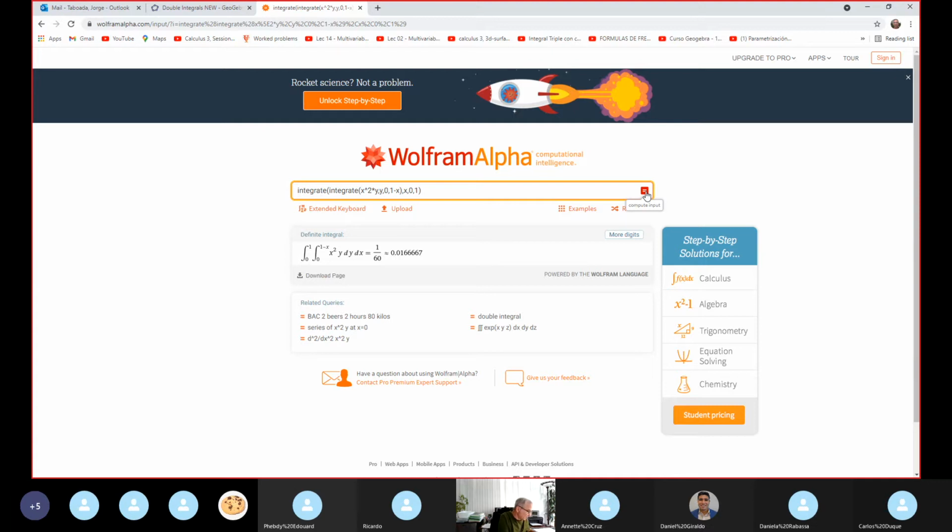So you set out properly the double integral. This is the most important, because sometimes it's very, very complicated to see and to understand. Okay, set it out properly, and also perform the integral using the software.